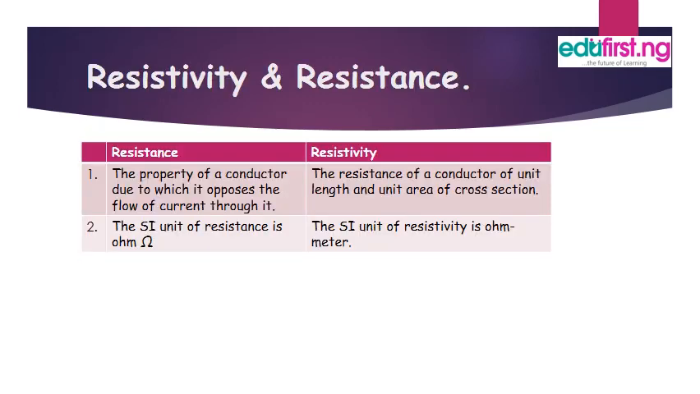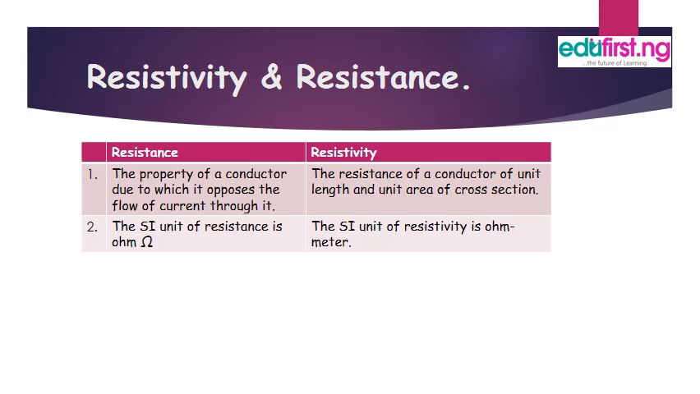Now there are a few things you need to know about resistance and resistivity. A few relationships between them. One of them is that the property of a conductor due to which it opposes the flow of current through it, that is resistance. Now for resistivity, it is the resistance of a conductor of unit length and unit area of cross section. The SI unit for resistance is ohm, while the SI unit of resistivity is ohm meter.